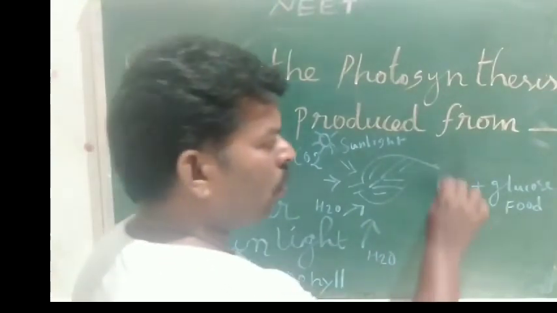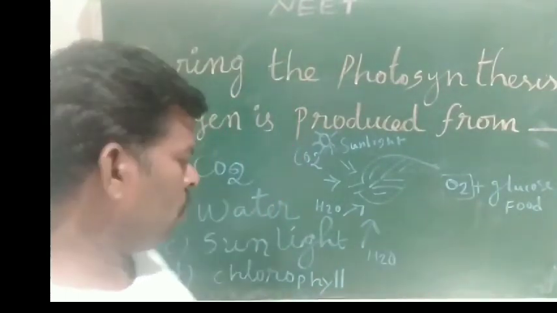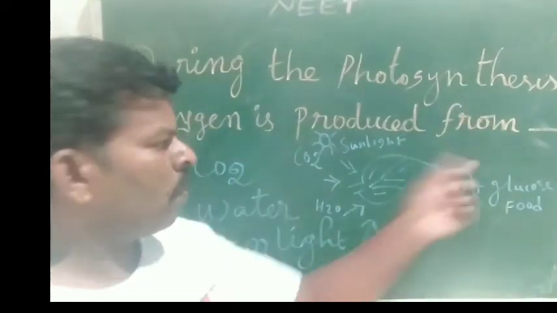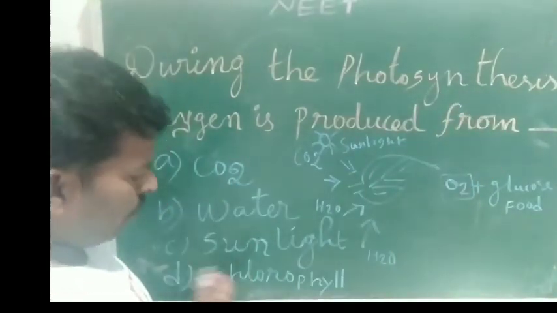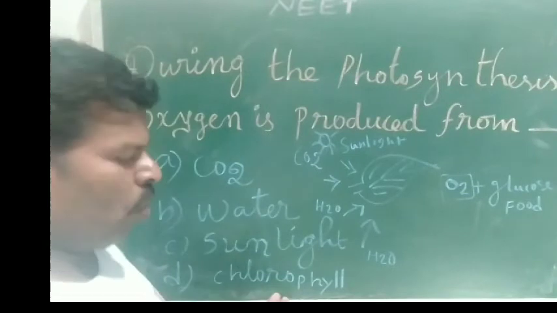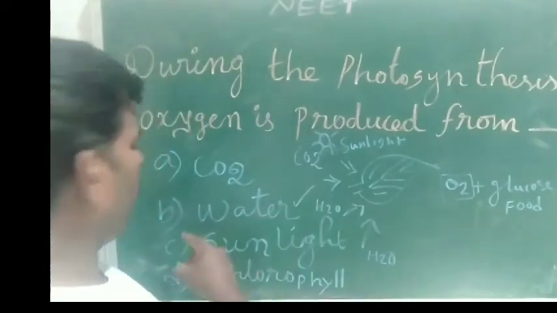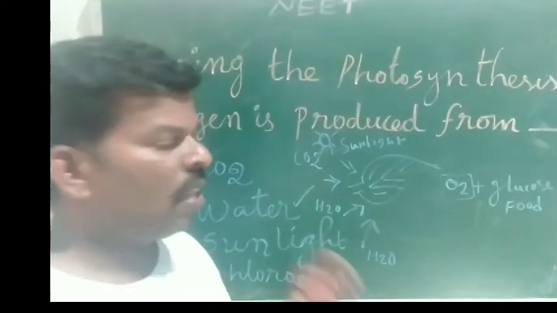Now, the question will ask, during photosynthesis, oxygen is produced from: CO2, water, sunlight, or chlorophyll. The correct answer is water. B is the correct answer.